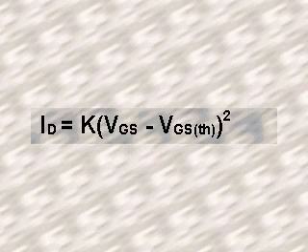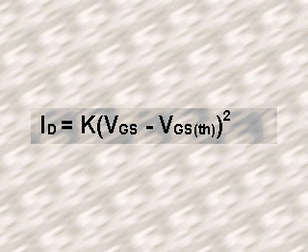The constant K depends on the particular MOSFET and can be determined from the datasheet by taking the specified value of I sub D, called I sub D on, at the given value of V sub GS and substituting into the above equation. For example, the datasheet for a certain E-MOSFET, a 2N7008, gives I sub D on equal to 500 milliamps for V sub GS equals 10 volts and V sub GS threshold of 1 volt. Determine the drain current for V sub GS equals 6 volts.